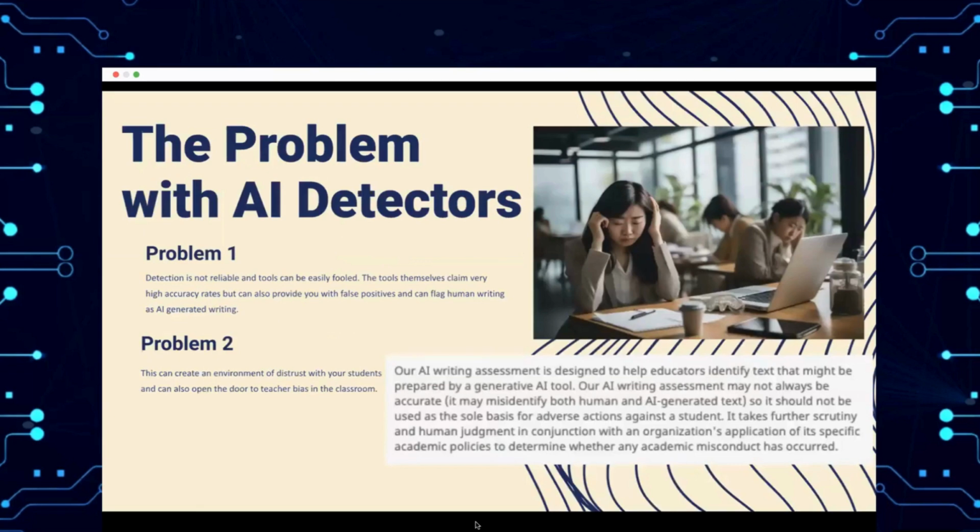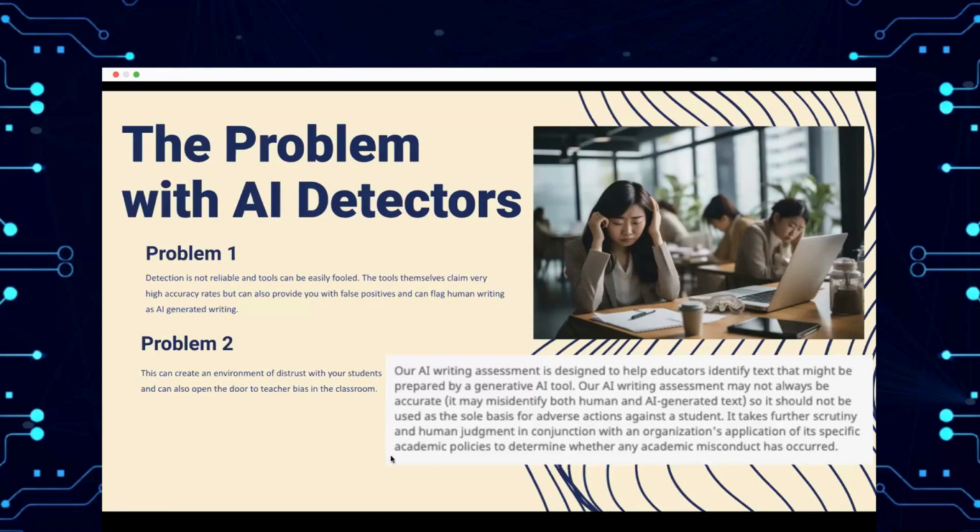Now we're moving on to the problem with AI detectors. If you think about using these, we just want to raise a couple of problems. I'm sure there are more issues that are coming up, but these are the ones we're going to address here. Problem number 1, the detection is not reliable and tools can be easily fooled. The tools themselves claim very high accuracy rates, but can also provide you with false positives and can flag human writing as AI-generated writing. There are potential threats such as algorithm bias, so-called hallucinatory responses, and increased surveillance that could weaken privacy and protections. Problem number 2 is that this can create an environment of distrust for your students and can also open the door to teachers' bias in the classroom.